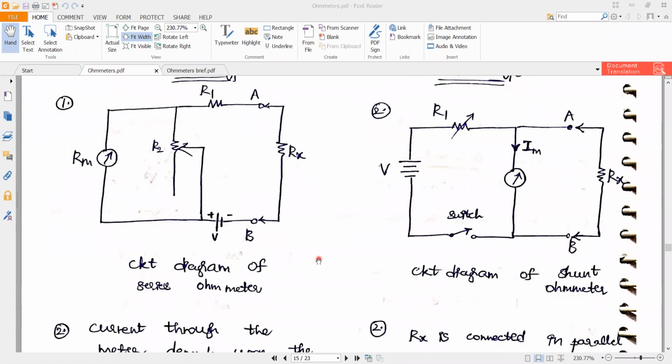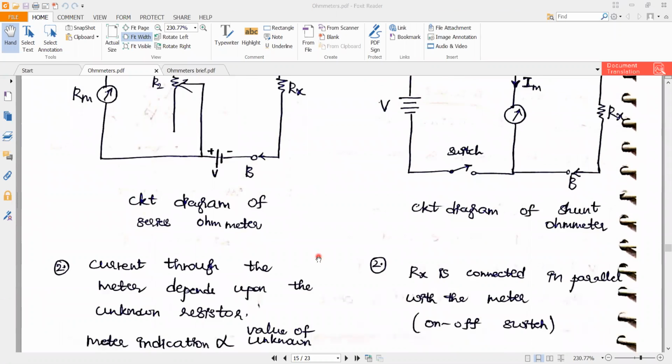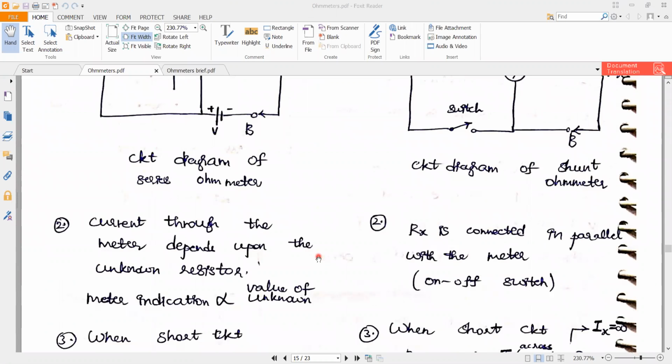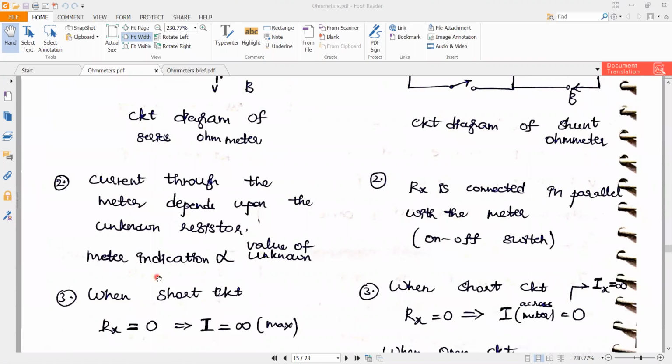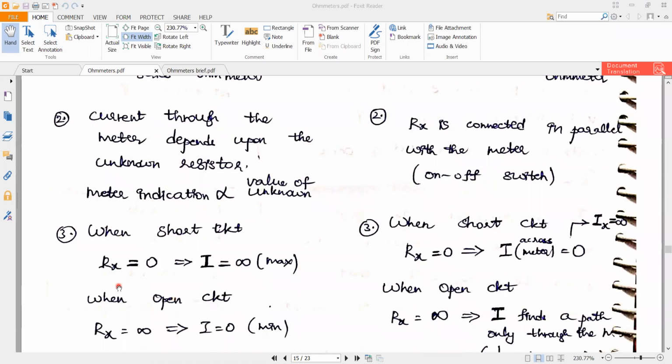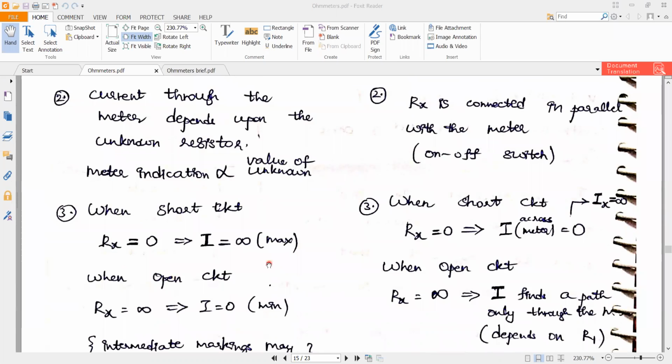Two cases we have seen. That is, current through the meter depends upon the unknown resistance here, that is, meter indication is proportional to the value of the unknown. Here, Rx is connected in parallel with the meter, and an on-off switch is also placed here. The two cases: Rx is equal to infinity, then current; Rx is equal to 0, sorry, the minimum value of resistance will give the maximum value of current here.